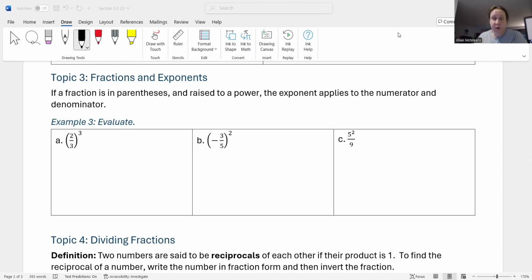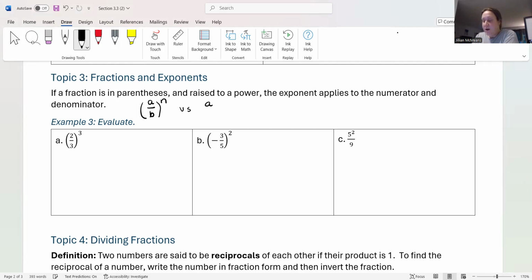For topic 3, we're going to look at fractions with exponents, okay? So if a fraction is in parentheses, and that is fairly important here, so your fraction has to be in parentheses, and if it's also raised to a power, the exponent applies to the numerator and denominator. So kind of what I mean by the parentheses. If you have a fraction like a over b in parentheses with an exponent of, say, n, then that exponent of n applies to both the numerator and denominator.